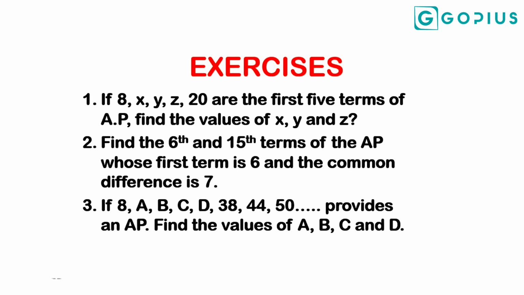Alright, now for our question number 2, we are asked to find the 6th term and also the 15th term of the AP whose first term is 6 and the common difference is 7. I'll leave you to this because I'm sure it's something you can attempt. We're asked to find the 6th term. Using the Tn formula, we're going to have a plus 6 minus 1, which is 5. So we have a plus 5d. Of course, a has been given as 6, which is the first term. d has been given as 7. So you just replace it and you get your answer.